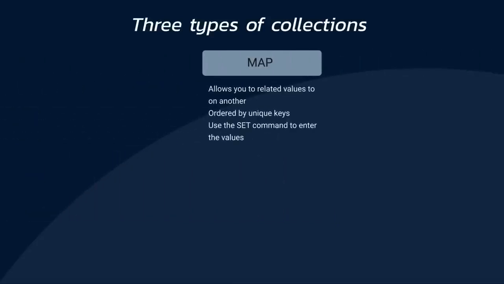Map is the last of our collection types. It allows us to enter values which are in relationship with one another in a key-value format. Map is ordered by unique keys. Both the key and the value have a designated data type. Map uses the set command to enter the values for the map collection type.